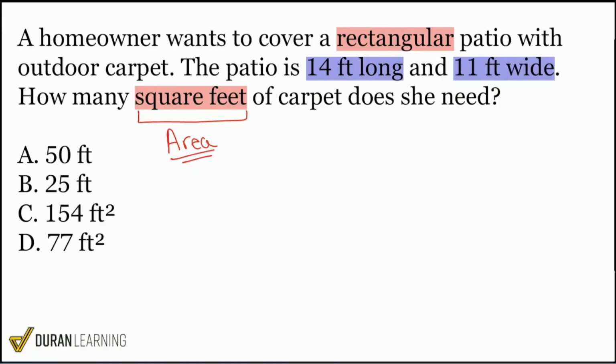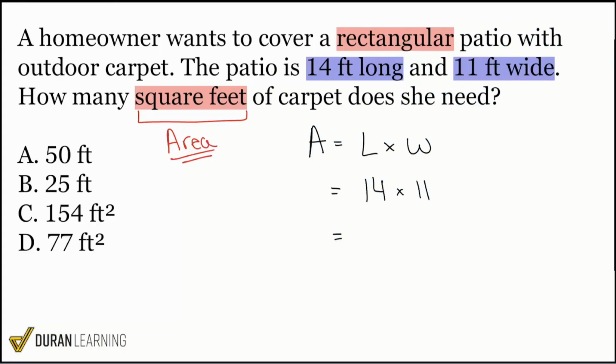We just really needed to know what that key phrase, square feet, meant, because now I have everything I need. I know I'm looking for area. I know I'm dealing with a rectangle, so I can write my formula out immediately. Length times width. And then it says the patio is 14 feet long, right there, 11 feet wide, right there, and we're good to go. So 14 multiplied by 11 is what we're looking at here. Some mental math tells me that's 140 plus 14.